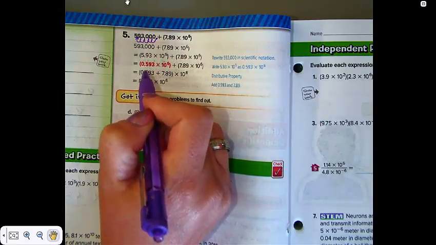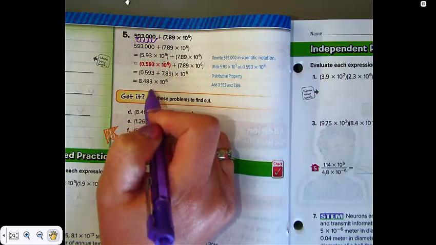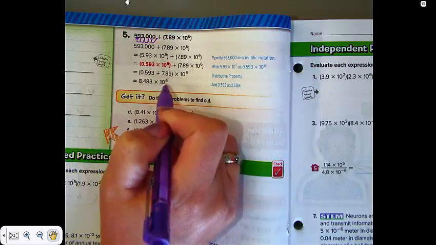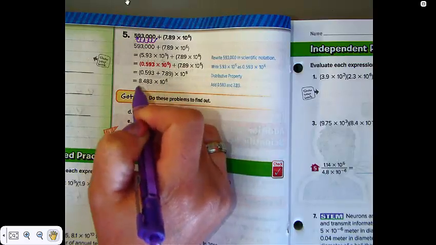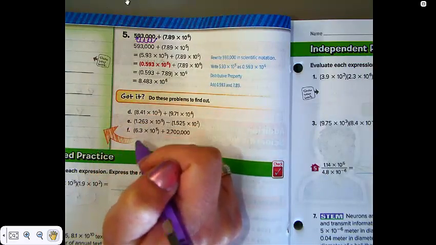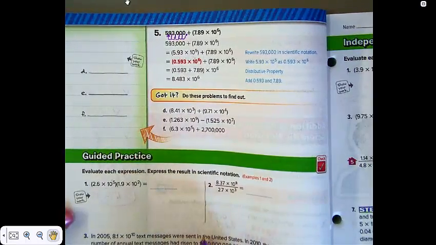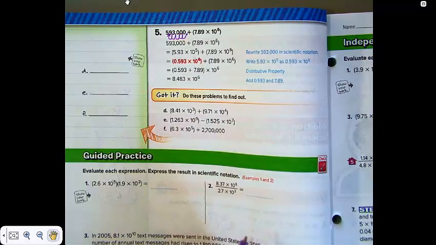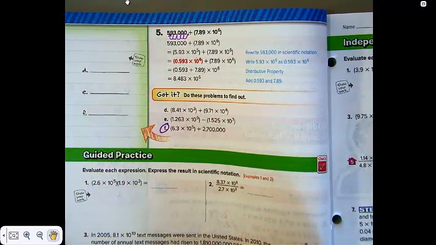When I add 0.593 plus 7.89, I get an 8.483 times 10 to the 6th. And that is my final answer. Let's do D over here and see if we've got this. Actually, I want to skip down and I want to do F, because I think F is a more challenging problem out of the 3.